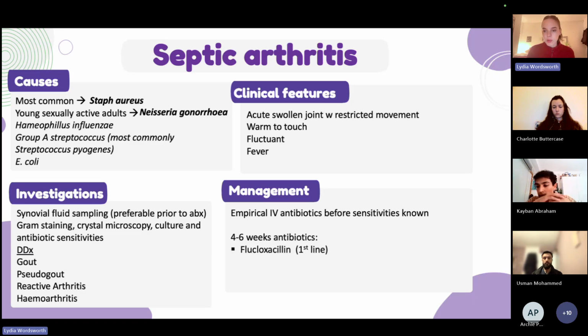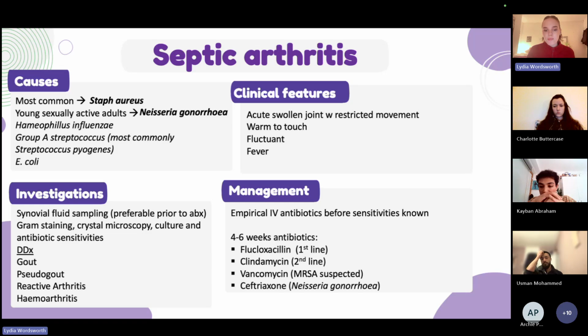So first line is flucloxacillin, and then clindamycin if the patient's penicillin allergic. Again, vancomycin if you suspect MRSA, and then ceftriaxone in Neisseria gonorrhoeae. So a very quick summary of the 2 most common MSK infections you might see in exams. So that's everything from me.